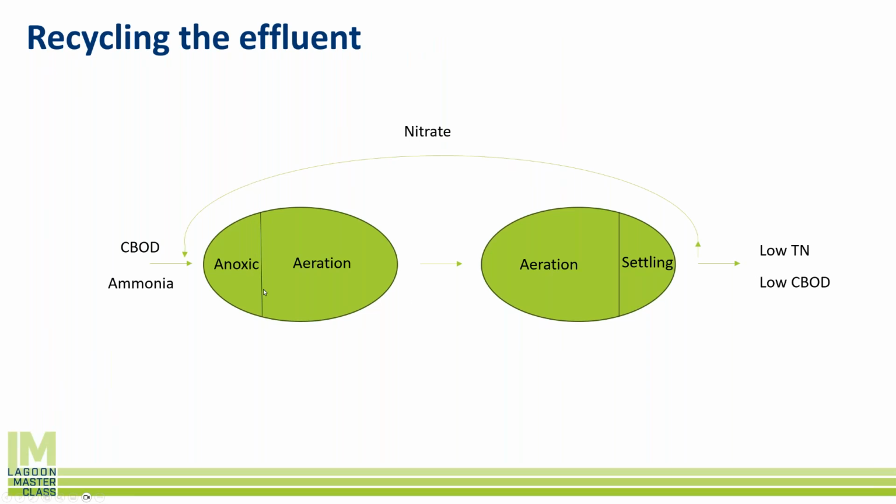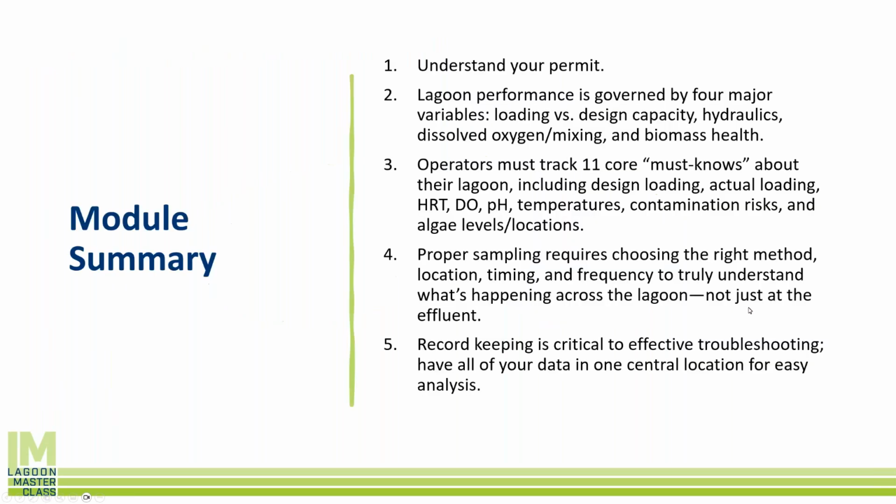You can see here we have baffles to limit short circuiting in those two cells. We should be able to put out a really good, low total nitrogen and low BOD water, a really good effluent, and meet all of these permits with lagoons. So first of all, we need to just understand your permit, look at your performance, look at those major factors like loading, design, hydraulics, and biomass health.